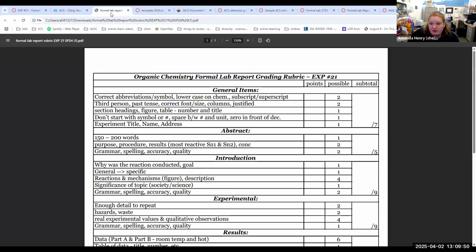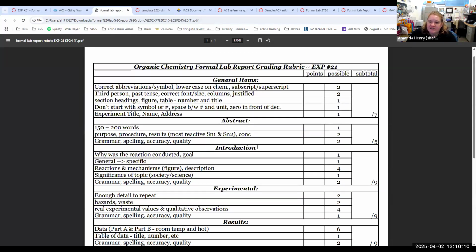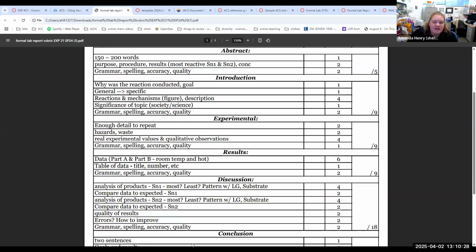Let's look at the rubric. So the rubric is the info page and the template combined. So your formal report is out of 65 points, and then this is a breakdown. So this helps both of us. It helps me grade your report and be very consistent with grading, but it also gives you a very clear idea of where all of the points are coming from. The general items at the top are just kind of general rules for past tense, following that template, putting in your name, all of that stuff. And then the rest of it are the details for each of the sections and what needs to be included.